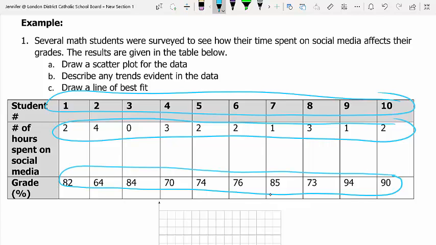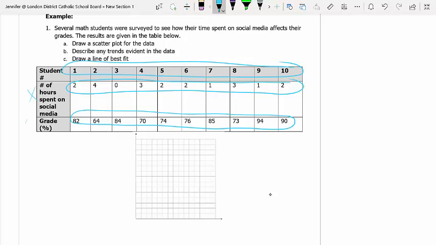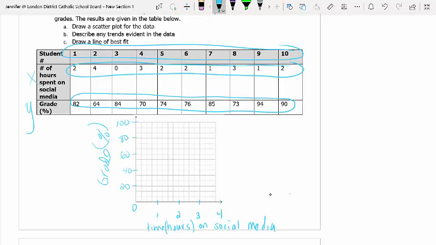So let's draw a scatter plot to show the spread of the data. The time is our x value and our grade is the dependent value. Alright, so I have my scatter plot all ready to go. Now I'm going to graph the points. My x coordinate is the middle column, the y coordinate is my final column. So my first point is (2, 82). My second point is (4, 64), (0, 84), (3, 70), (2, 74), (2, 76), (1, 85), (3, 73), (1, 94), and (2, 90).